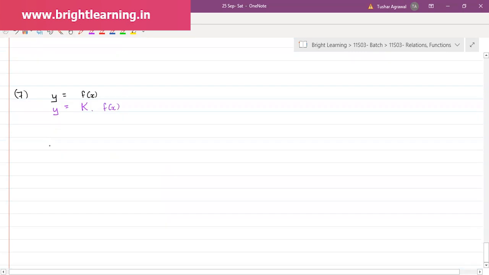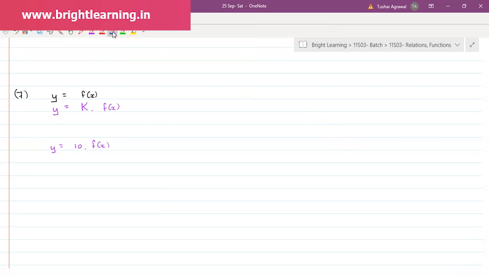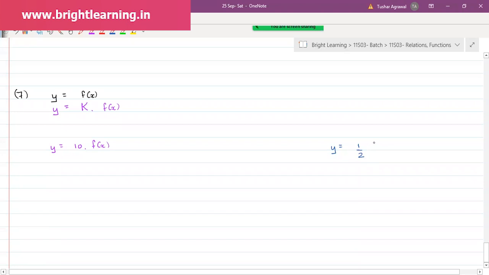First case is y is equal to, let's say, 10 times f(x), and the other case we will consider y is equal to, let's say, half times f(x). So what's the difference? In the first case, I'm taking the magnitude of k to be greater than 1. And in the second case, I'm taking the magnitude of k between 0 and 1.